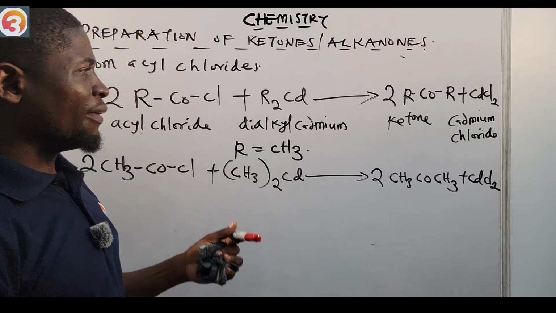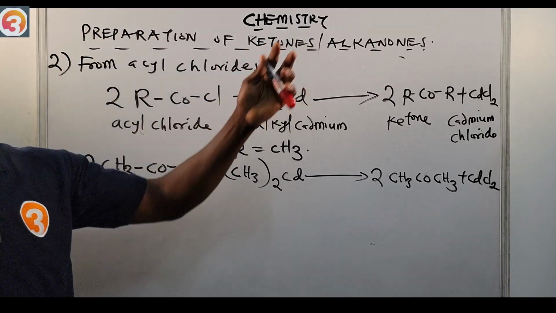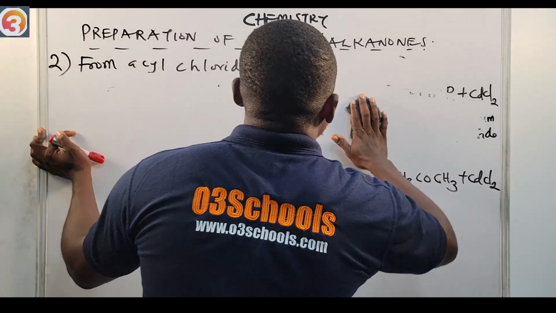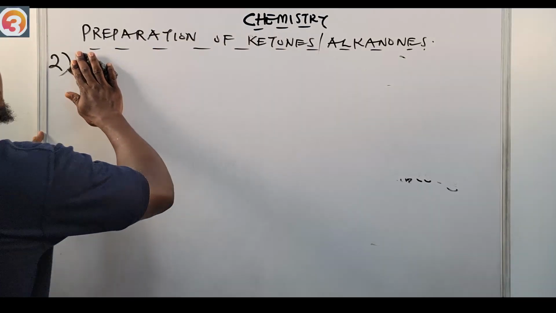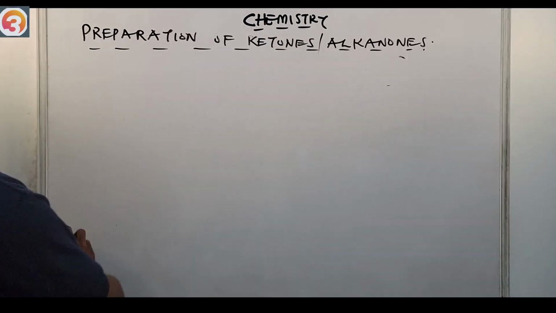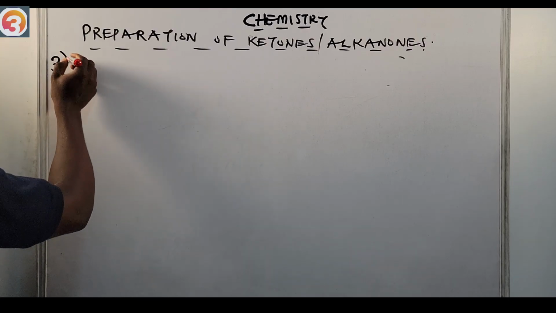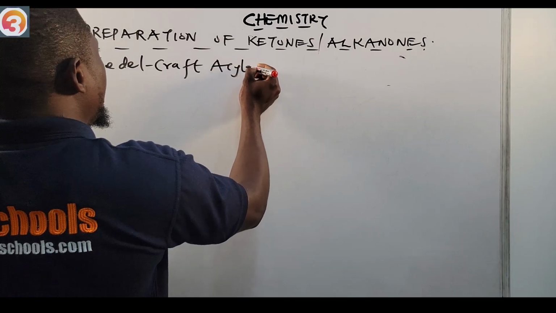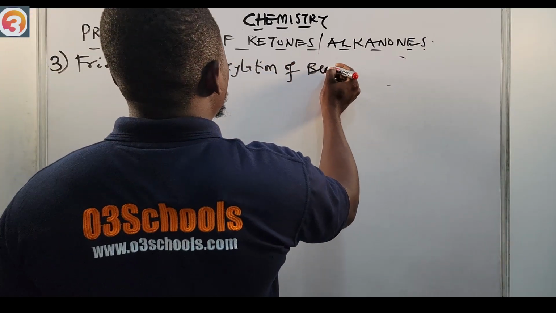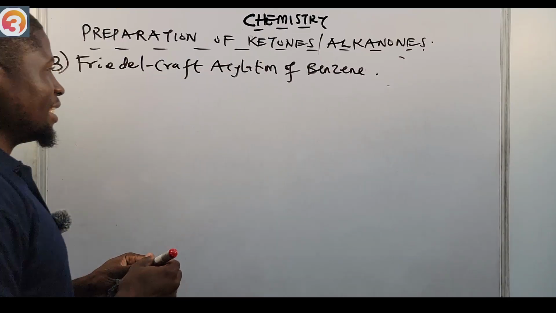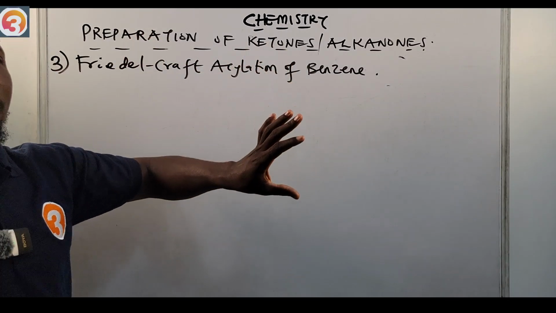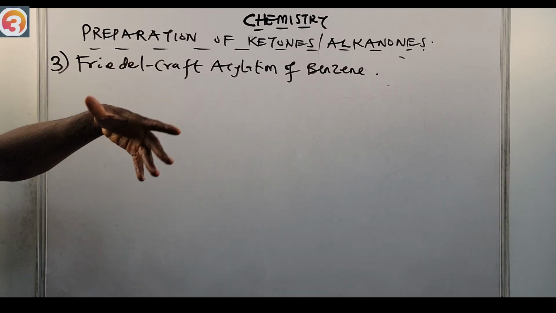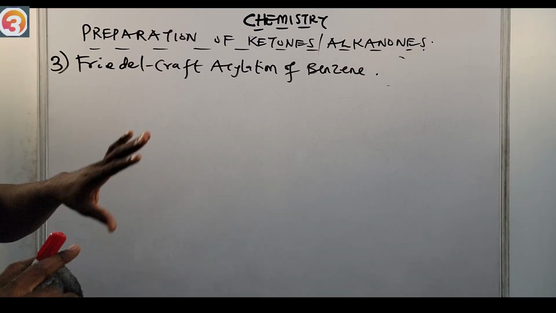This is the second method we have considered on the preparation of ketones or alkanones. So let us see the third method for preparing ketones. The third method is Friedel-Crafts acylation of benzene. In this Friedel-Crafts acylation of benzene, what we do is react benzene with an acyl chloride, and then we are going to have our ketone. It's very simple. It's a one-way reaction.